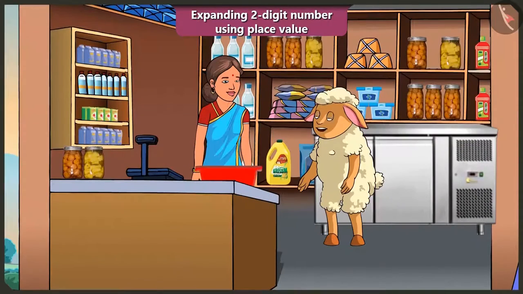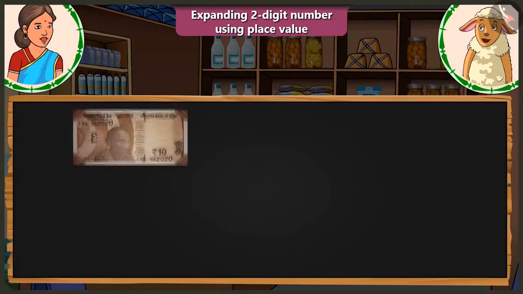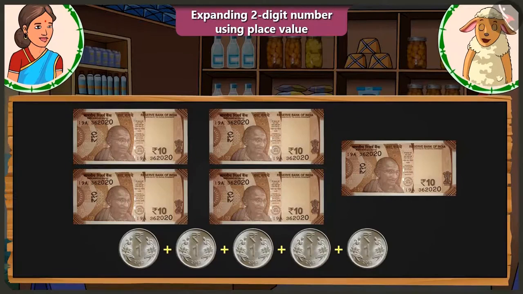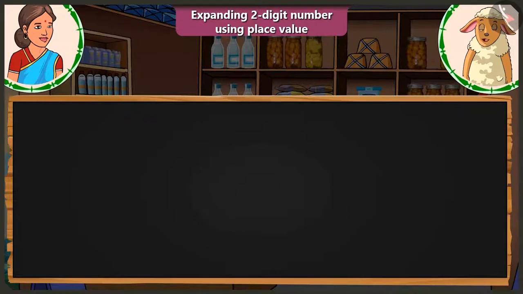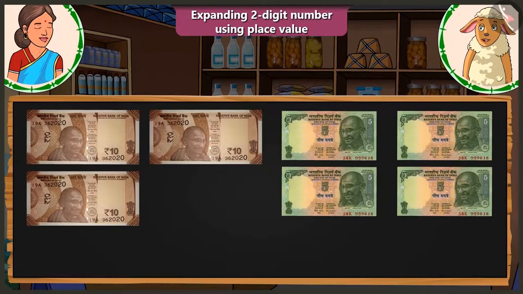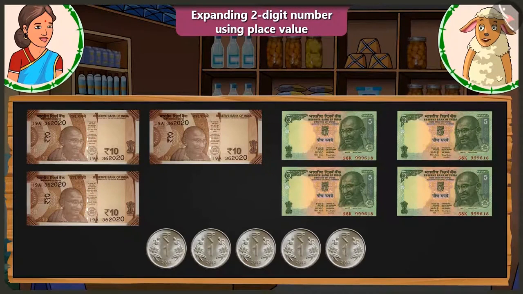Auntie, give me a big packet of curd. Yes, I will give you. Take it. How many rupees do I have to pay? You have to pay 55 rupees for this curd. For 55 rupees, how many notes and coins will I have to give? You will have to give 5 notes of rupees 10 and 5 coins of rupees 1. But I have only 3 notes of 10 and 4 notes of 5 and the remaining coins.